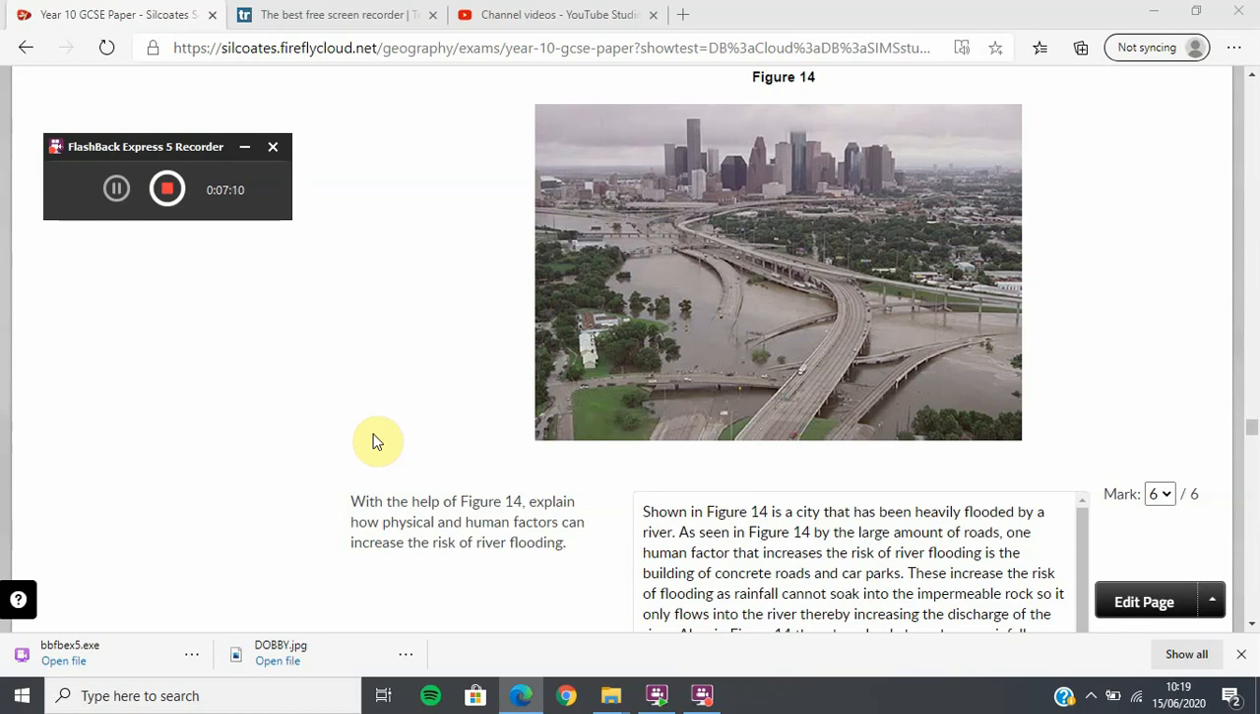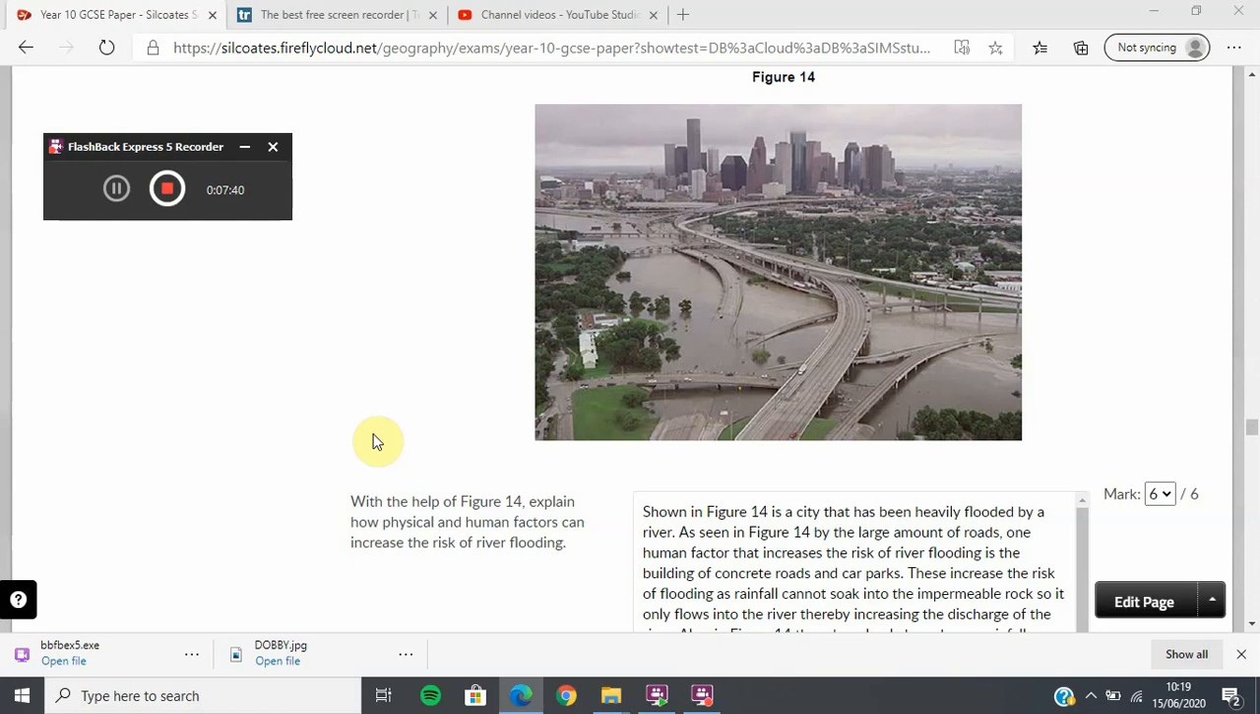So the three key things to refer to here are figure 14. Have you commented and linked figure 14 in with what you're talking about? Have you talked about physical factors, so natural things that create more likelihood to increase flooding? And have you talked about human things that are likely to increase flooding? They're the three things, and you've got to make sure you've explored them a little bit, because it does ask you to explain how they increase the risk.